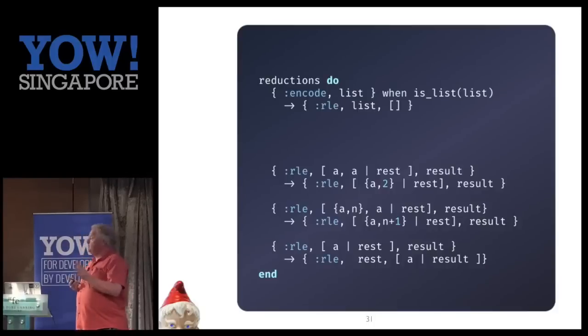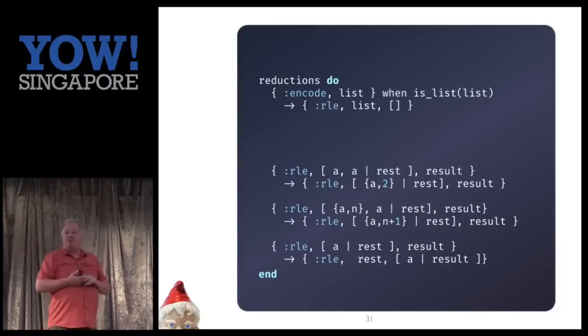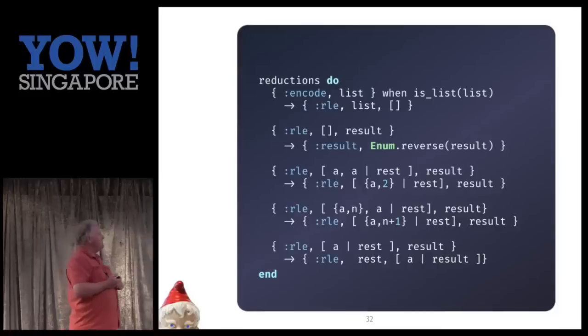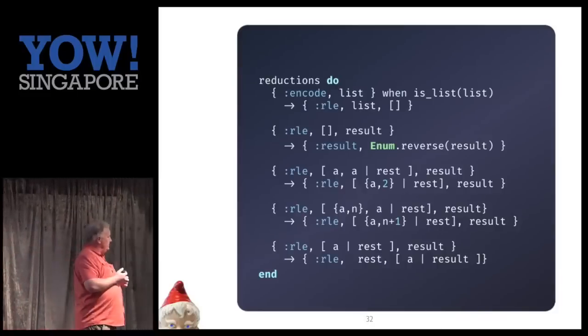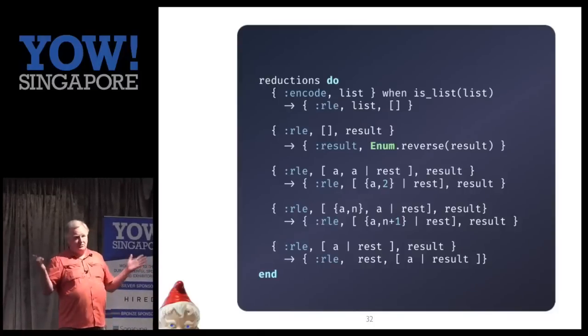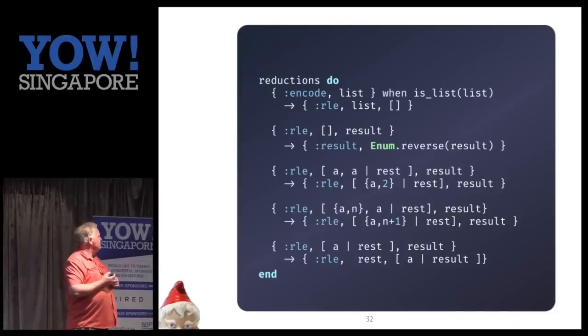Now, there's only one small issue with this. If you run it, it will run perfectly well, but the result will be backwards. It'll be reversed. So you have to have one extra little step there, and that is when your list becomes empty, then you have to take the result and reverse it. And if you've done any functional programming, you will guaranteed come across situations like this where you have to do the reverse.